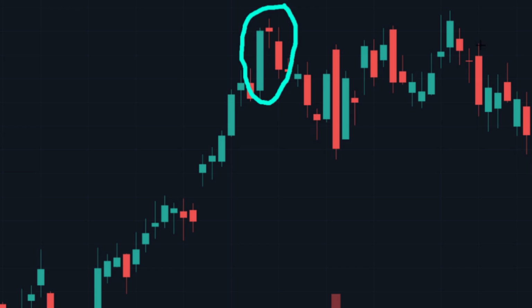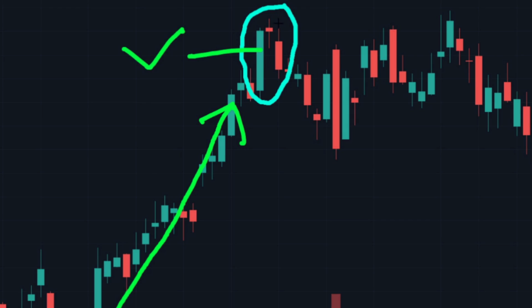Why is it an evening star? Well, the pattern appeared after a rally, right? The first candle is a strong green one, so that is true. The second candle is a small real body that opens above the green one. And in this case, it maybe just barely touches the green one here, but evening stars are very hard to find. So for the sake of this video, let's say that it doesn't touch the green one. So that is also true.